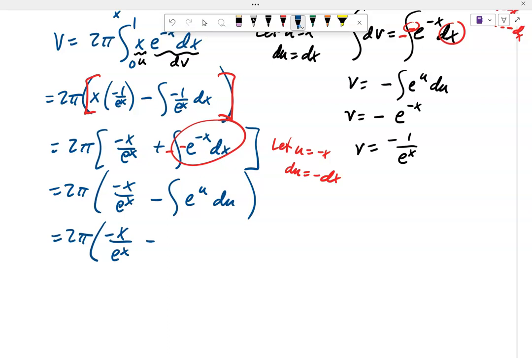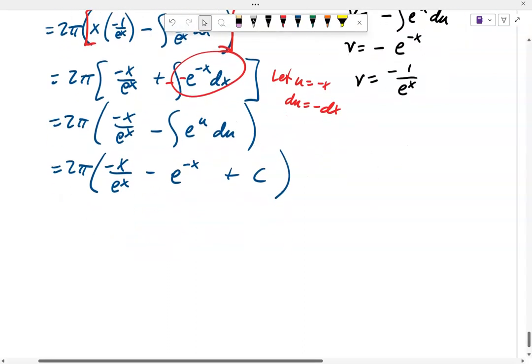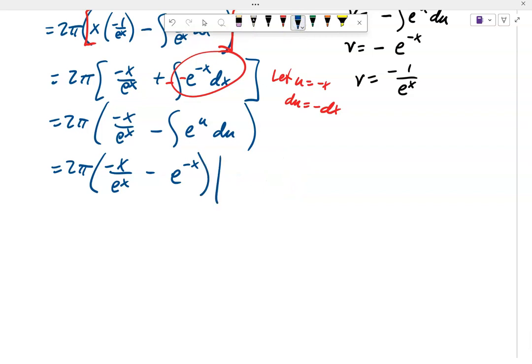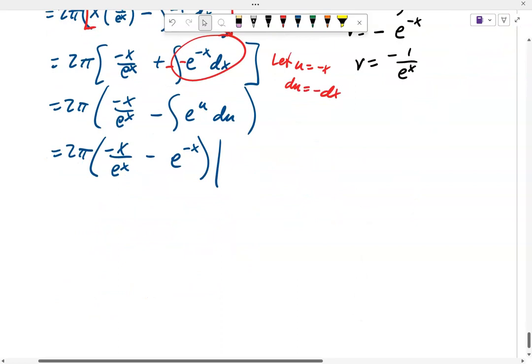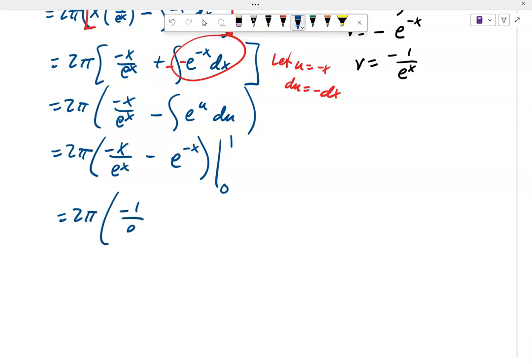And so we've got e to the u plus a constant. And then remember, this is from, right? We did have lower bounds, so I should not have that plus constant. Sorry about that. I screwed that up. That's from 0 to 1. So we've got 2 pi, we've got negative 1 over e, and then this is minus, you know what, let me rewrite this actually.